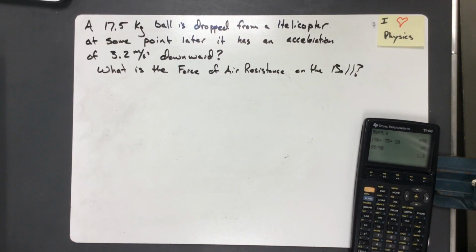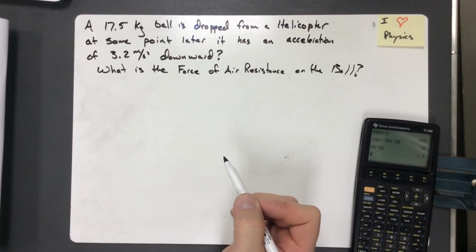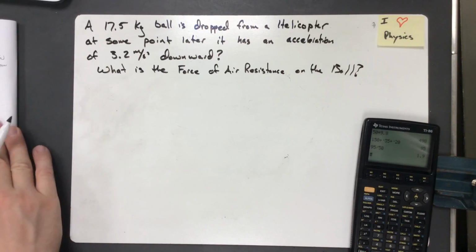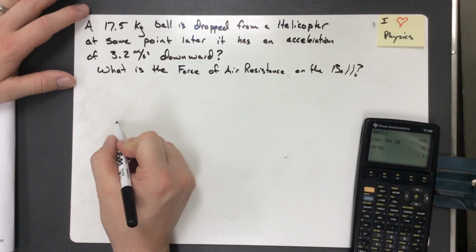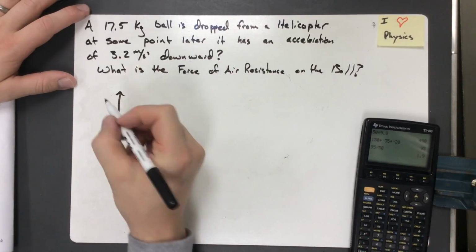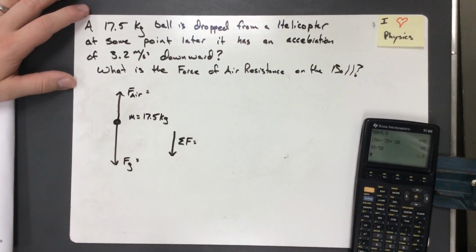All right, so the first thing we've got to do here, in order to figure out the force of the air resistance on the ball, is draw a free body diagram and figure out the net force on the ball. So let's just go ahead and draw a picture to see if we can figure out what's going on with this. All right, so this is what we got.